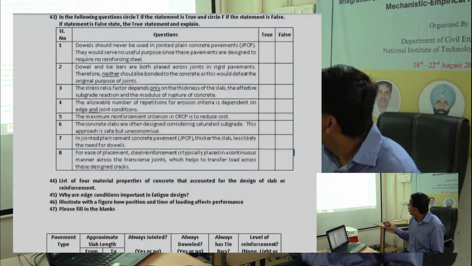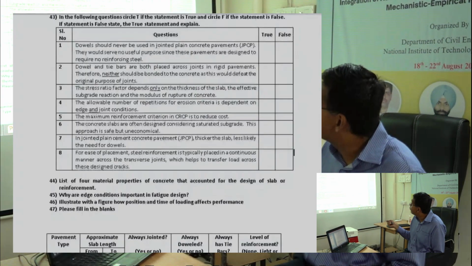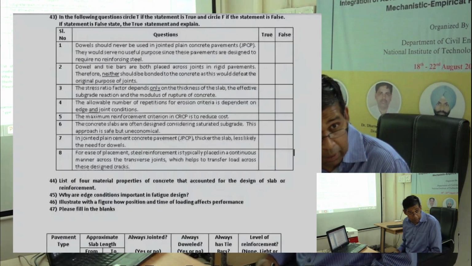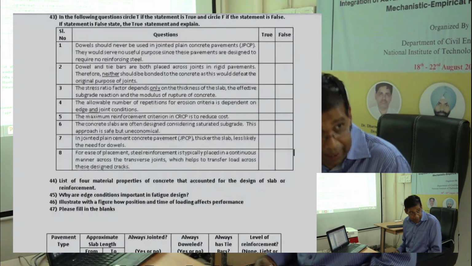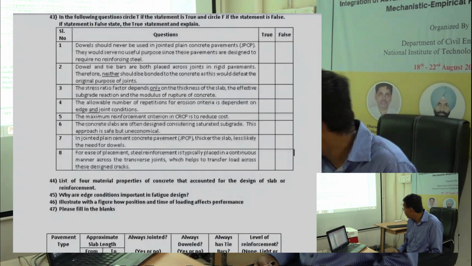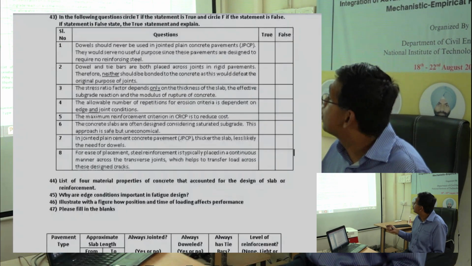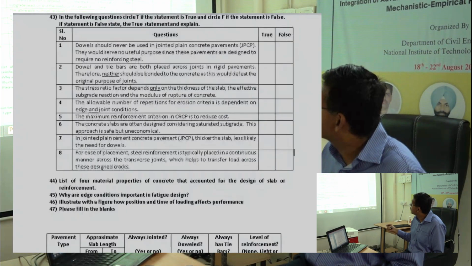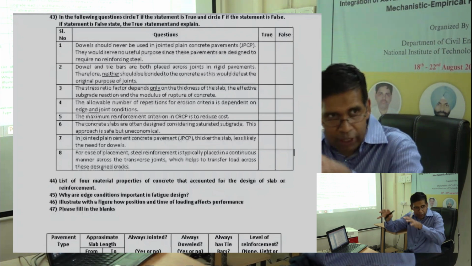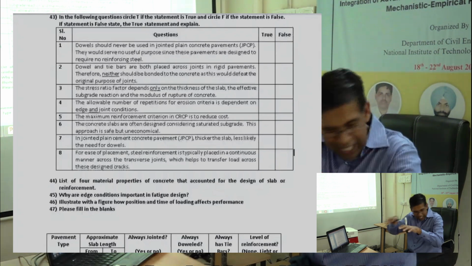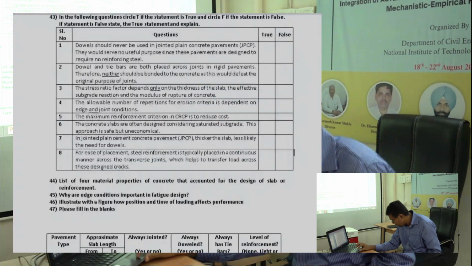Why are edge conditions important in fatigue design? Yeah, and the stresses are going to be very high, right? Illustrate by figure to show position and time loading effects on performance. That means I make them draw a figure where the edge and the center are explained and so on. All right, let's answer.